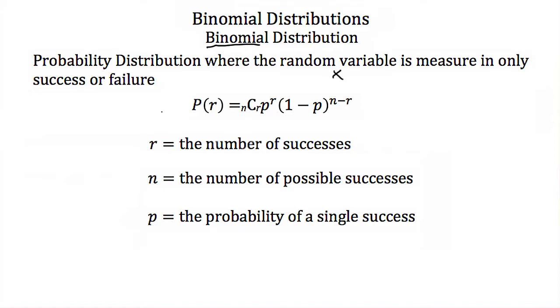Now, for solving for a binomial distribution, we have a standard formula. This means that the probability of r is equal to n choose r, this is a combination, times p, the probability of a single success, to the r power, where r is the number of successes we expect. And this is all multiplied by 1 minus p to the n minus r, where n is the number of possible successes. So let's look at how we can use this.